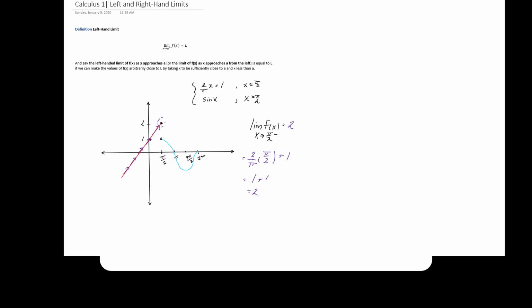Now what if this dot was open instead of closed? Recall from the definition, we aren't considering what the function evaluated at a is, in this case pi over 2. What we are considering is what the y values get closer and closer to as the x values get closer and closer to pi over 2. So it does not matter if the dot is open or closed, the limit is still the same.